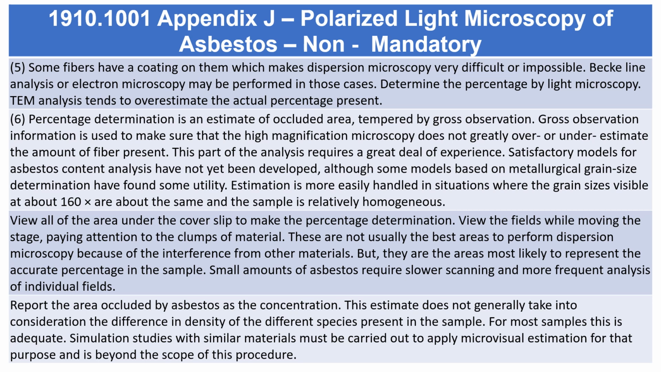Report the area occluded by asbestos as the concentration. This estimate does not generally take into consideration the difference in density of the different species present in the sample. For most samples, this is adequate. Simulation studies with similar materials must be carried out to apply microvisual estimation for that purpose and is beyond the scope of this procedure.